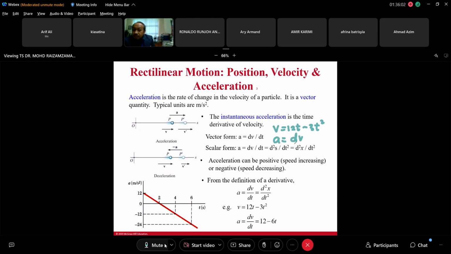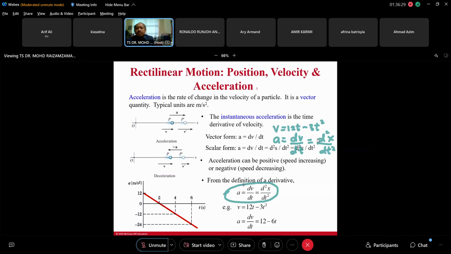Differentiate the velocity. Yes, correct. If you know the velocity, of course you can get A. Differentiate the velocity, it gives you A. Or the second derivative of the position, d squared x over dt squared, and it gives you the acceleration. All right, so the same concept, class.